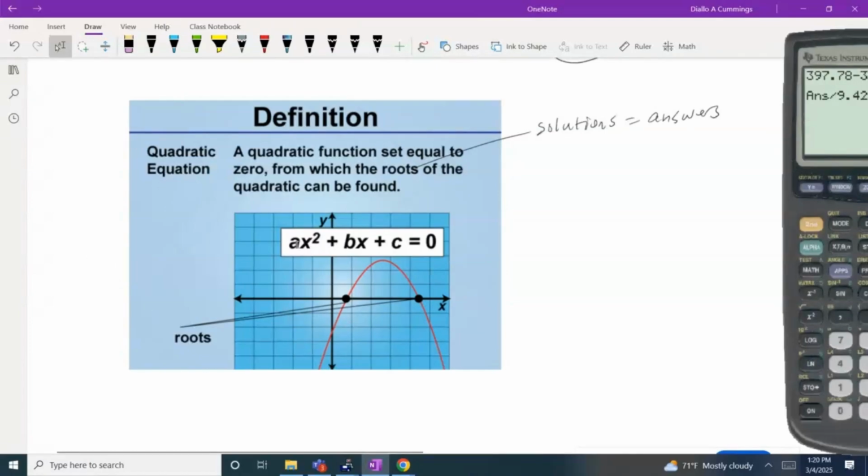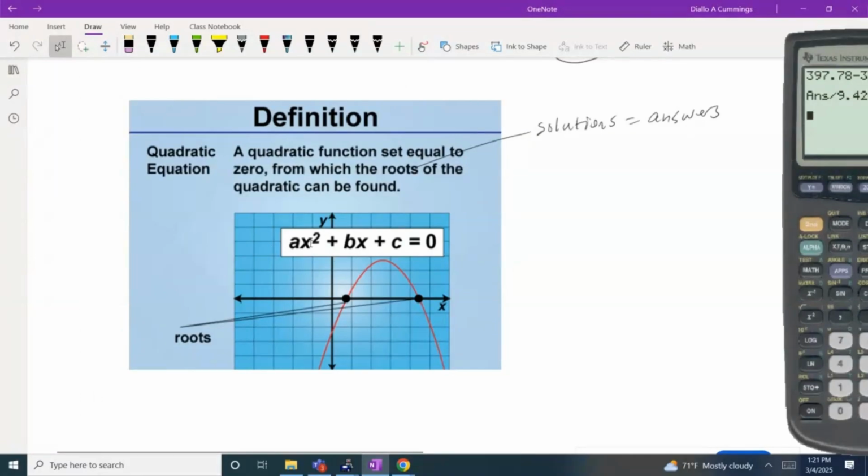Here is the standard form of a quadratic equation. You have ax squared plus bx plus c equal to 0. Notice that a, b, and c are real numbers. So even though they're letters, they're not really variable. They're actually numbers. The only variable is x. All right, one of the x's is squared, and one of the x's is to the first power.